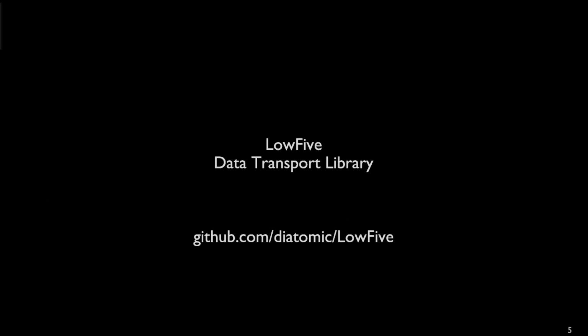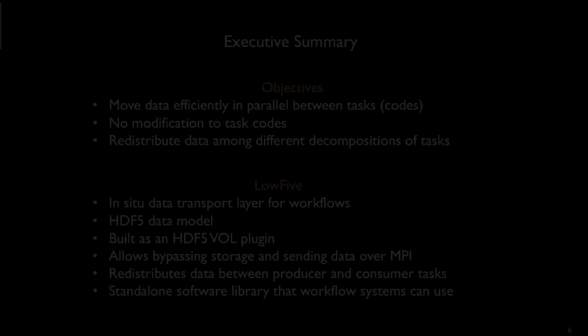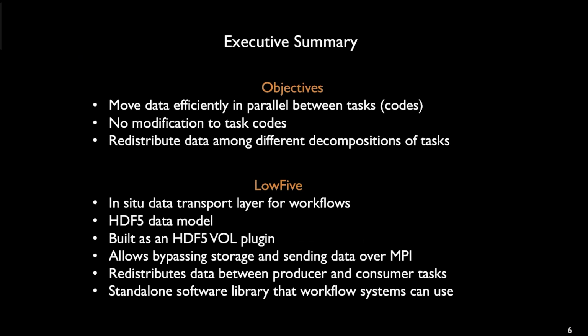So we'll start with the LowFive data transport library. This is public. It's on GitHub. And just very briefly, the objective of LowFive is to move data between codes, between tasks in the workflow, without having to modify the task codes, and to do this in parallel in a distributed memory way. And the way that that's implemented is that LowFive is built on the HDF5 data model as an HDF5 VOL plugin.